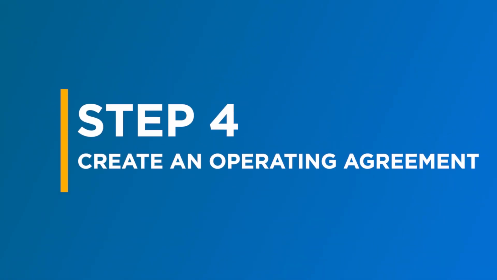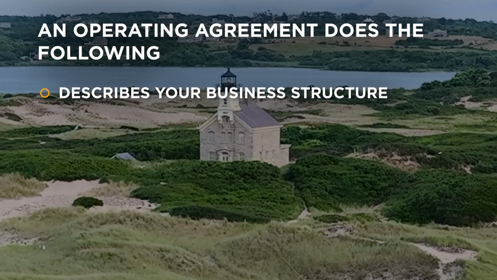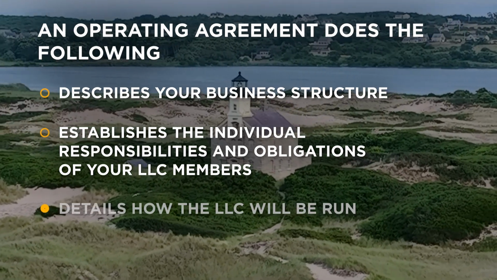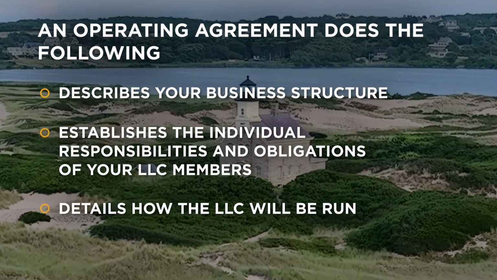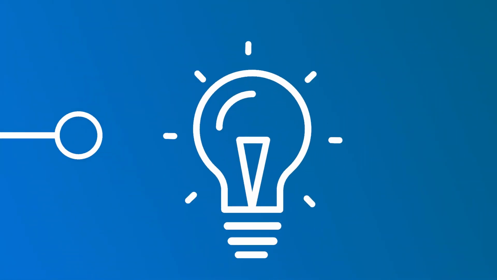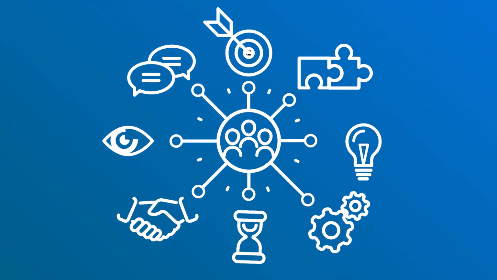Step 4. Next is to create an operating agreement. An operating agreement will describe your business structure, establish the individual responsibilities and obligations of the LLC members, and detail how your LLC will be run. Although Rhode Island doesn't require one, an operating agreement clarifies the specific duties of its members, which may help your LLC avoid significant legal and operational difficulties.